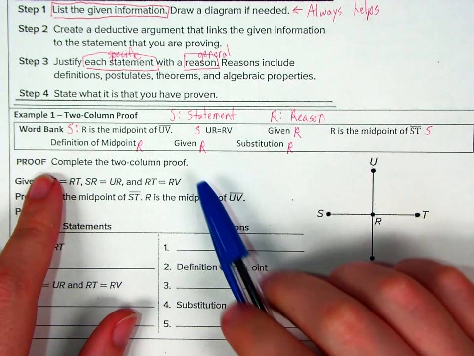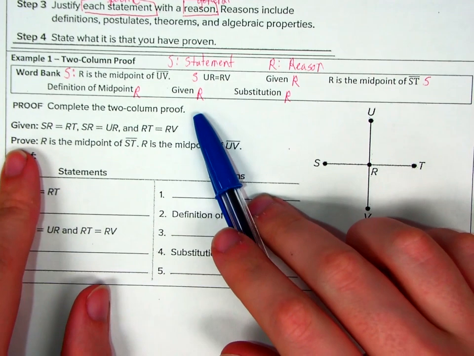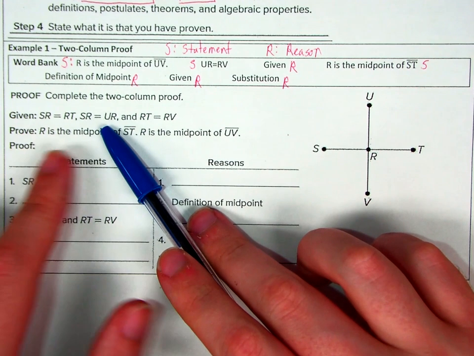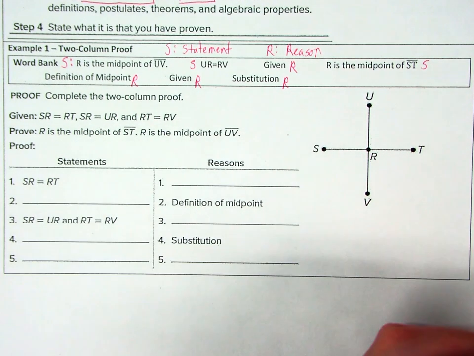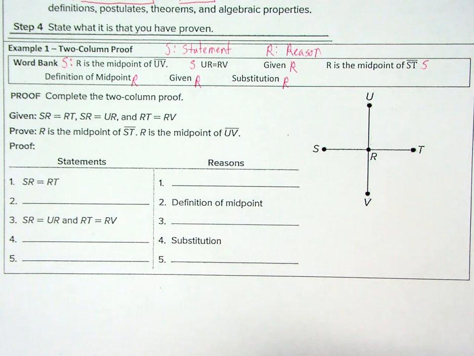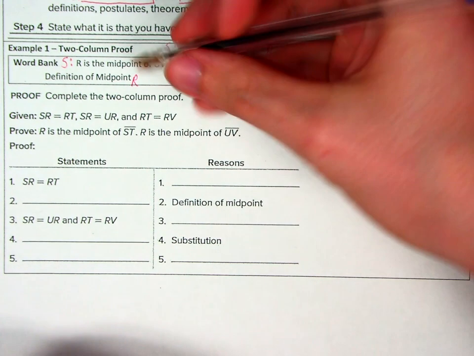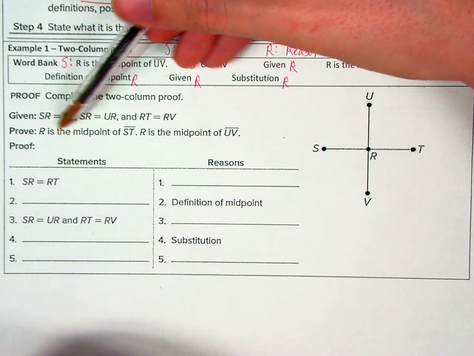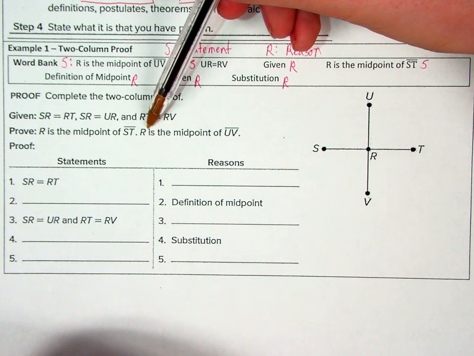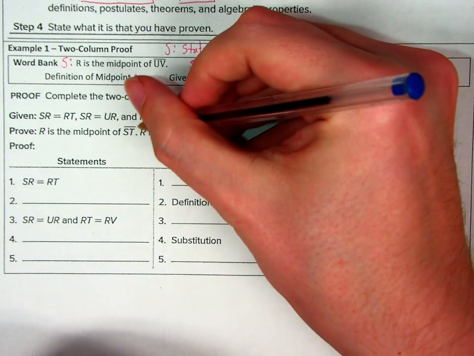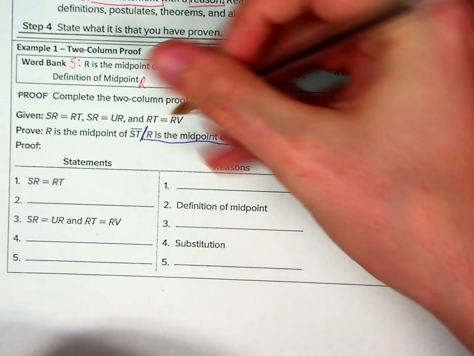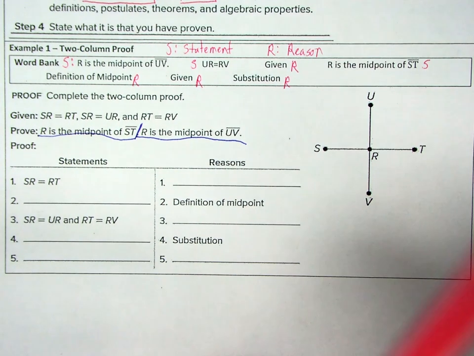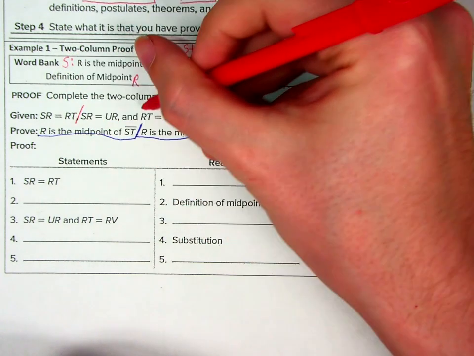We were asked to complete this two-column proof. We were given these facts: SR is equal to RT, SR is also equal to UR, and RT is equal to RV. And we wanted to prove two separate facts. It's not common, but we were asked in this case. We wanted to prove R is the midpoint of ST, and that R is the midpoint of UV. You've got two things we're proving, and we have three given statements.